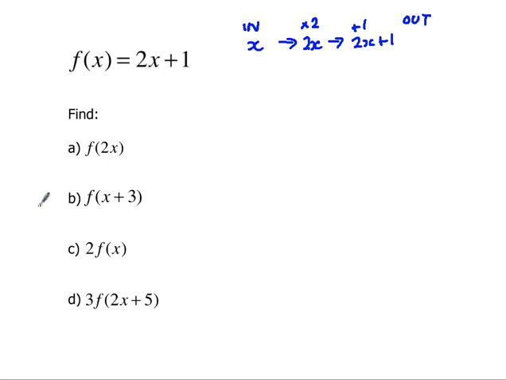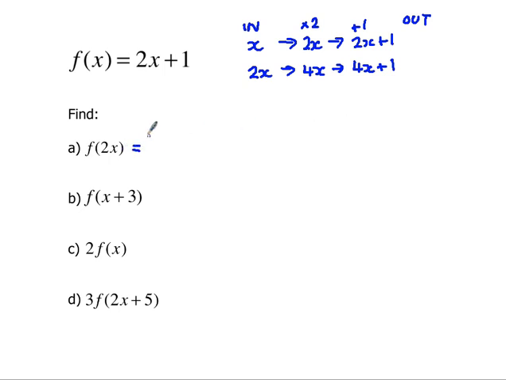So with this next one, all this is telling us is instead of the input being x, the input's going to be 2x. So 2x is going to go in, and then we're going to times that by 2 to get 4x, and then we're just going to add 1 to it, and then that will be the output.